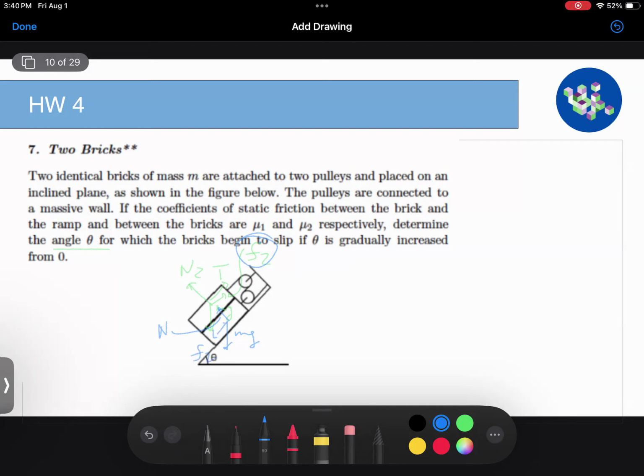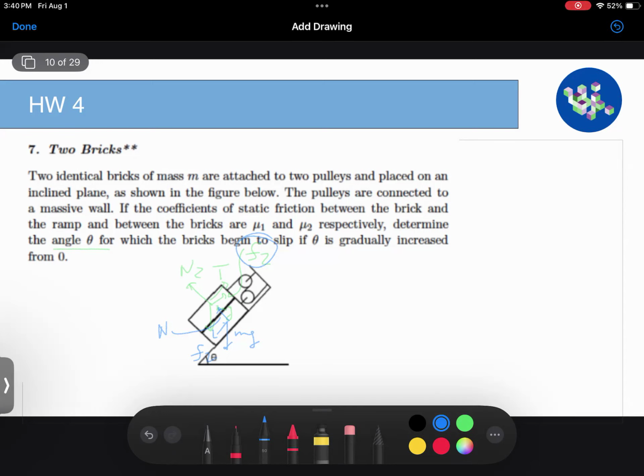Now, the next point is the direction of the other friction force, the friction force between the bottom block and the ramp. That is something that a lot of you guys were a bit confused on. How do we get that?